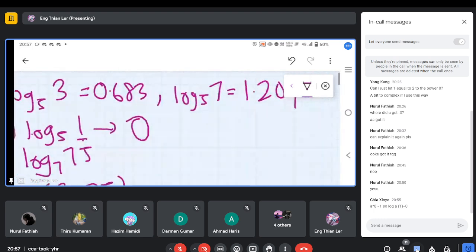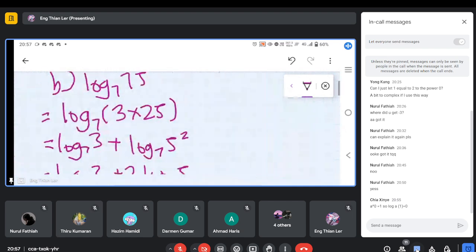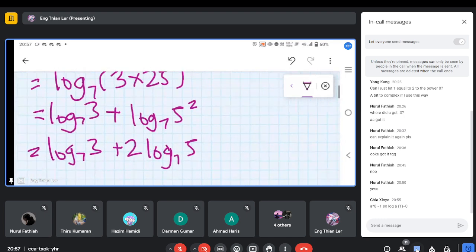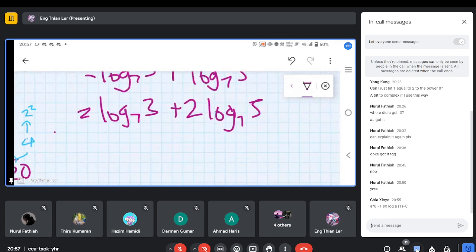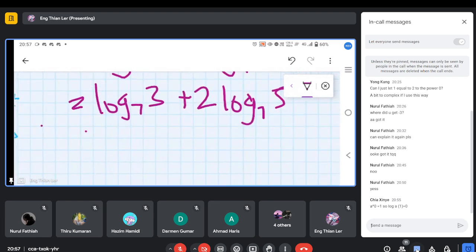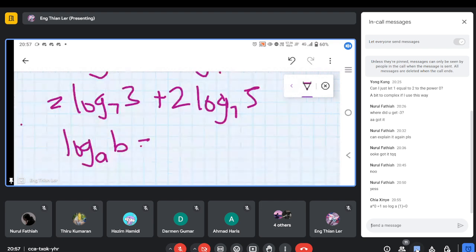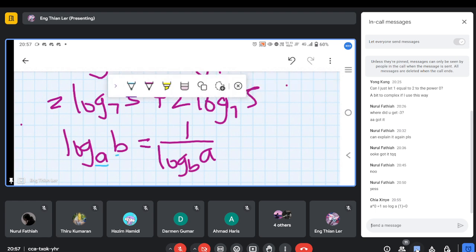2 log base 7 of 5, but we have 2 log base 5 of 7. Never mind, we still have one way, which is this: log base a of b equals 1 over log base b of a. Look at this, we exchange the place, we have solved the place already.